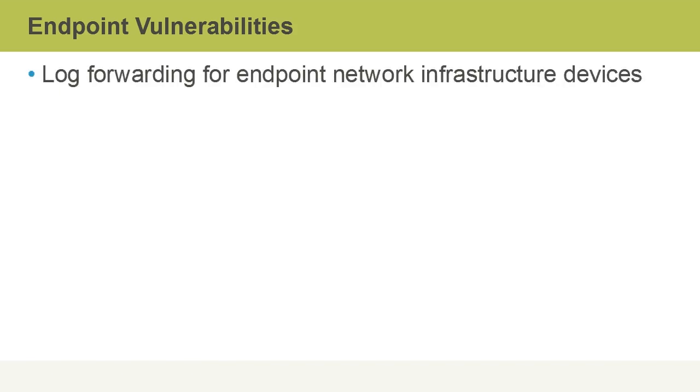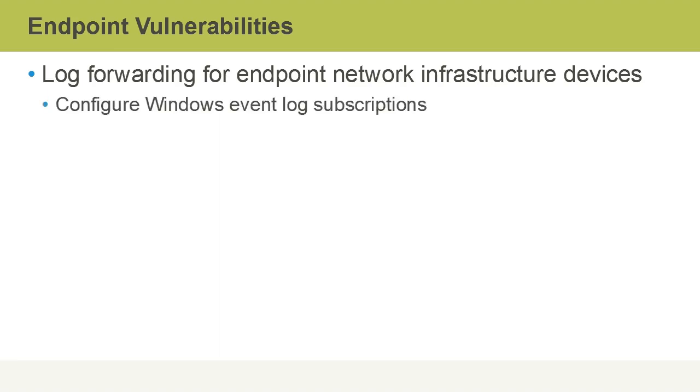Logging is crucial to track activity, especially after some kind of an intrusion. So therefore, we should configure log forwarding for endpoint network infrastructure devices so that the logs are sent elsewhere. So if the device is compromised, we still have a record of what occurred.